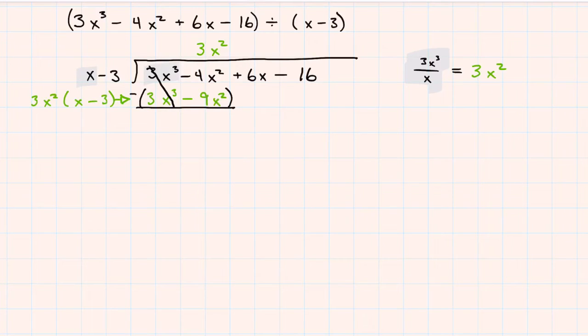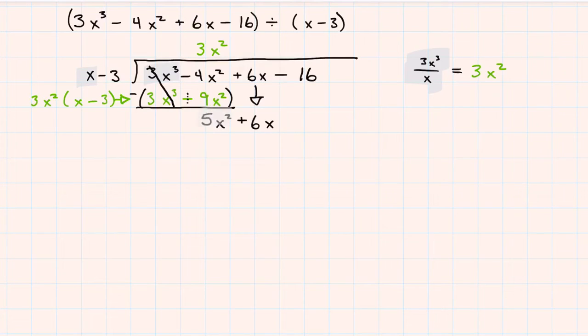So that 3x cubed minus 3x cubed goes away, but it's minus negative 9x squared. Make sure that's actually going to be plus. So it's negative 4x squared plus 9x squared, which is 5x squared. And then I'm going to bring down the 6x. So it's 5x squared plus 6x.